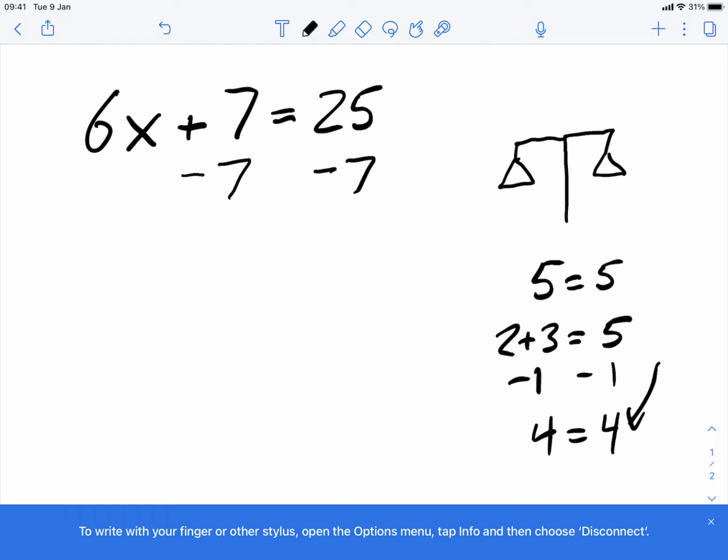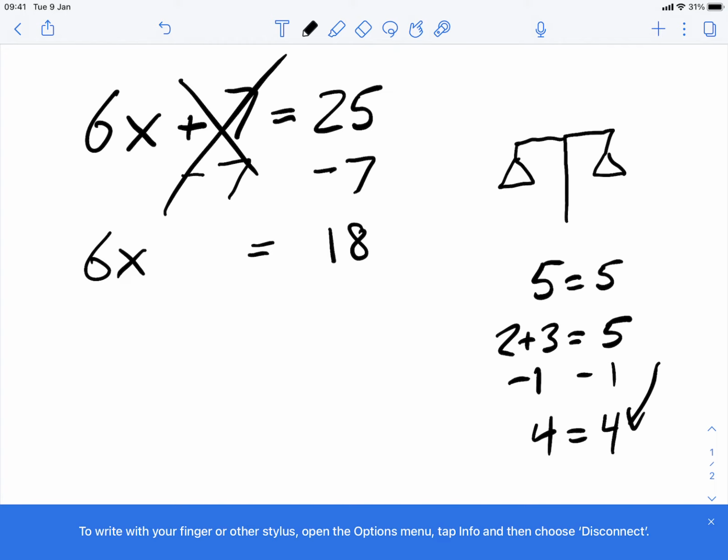When you do that, the plus 7 minus 7 goes away because plus 7 minus 7 is 0, right? So 6x plus 0 is still 6x. But 25 minus 7 now becomes 18. And what's left over here? We still have this 6x. So now we have 6x equals 18.